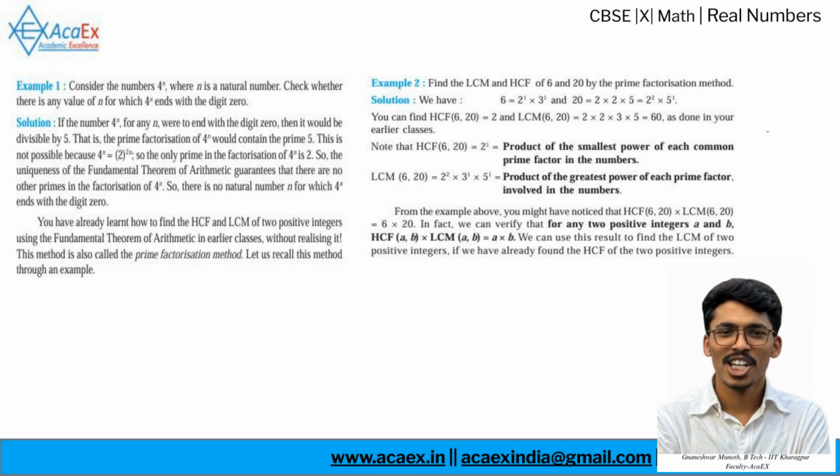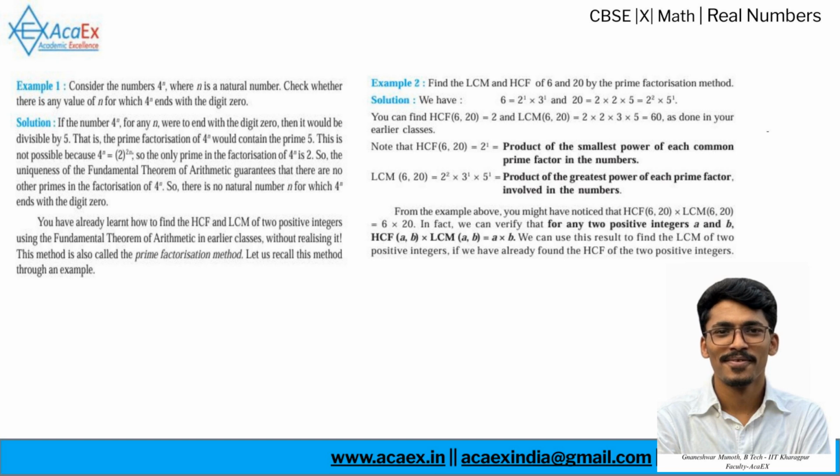Example 1. Check if any value of 4 to the power of n, where n is a natural number, can end with the digit 0. Solution. For a number to end in 0, its prime factorization must contain the prime number 5. The prime factorization of 4 to the power of n is 2 squared to the power of n, which only contains the prime 2. The uniqueness of the fundamental theorem guarantees that no other primes are in its factorization. Therefore, no value of 4 to the power of n can end with the digit 0.